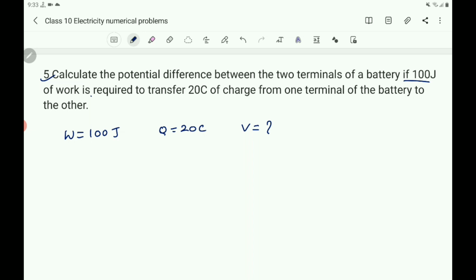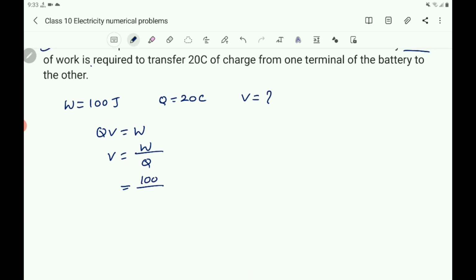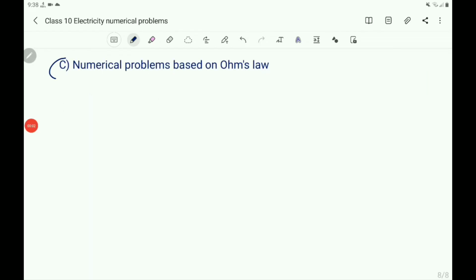Then you know V into Q equals W, or Q into V equals W. V equals W by Q, that equals W is 100 and Q is 20. So V equals 100 joule by 20 C, that equals what? 20 ones are 20, 20 fives are 100, so 5 volts. So what is the potential difference? The potential difference is 5 volts. Now the main C, that is the numerical problems based on Ohm's law.